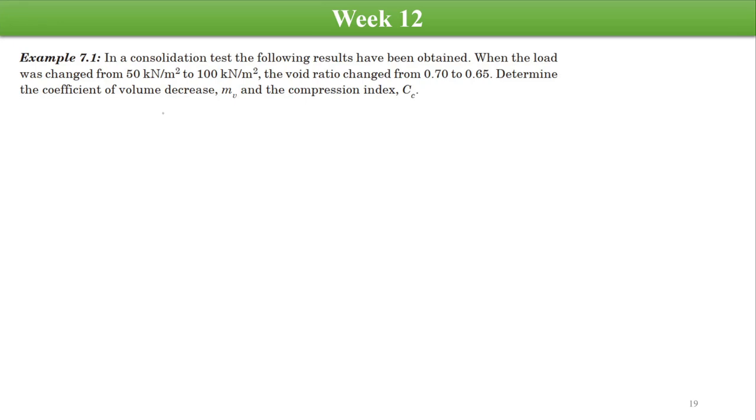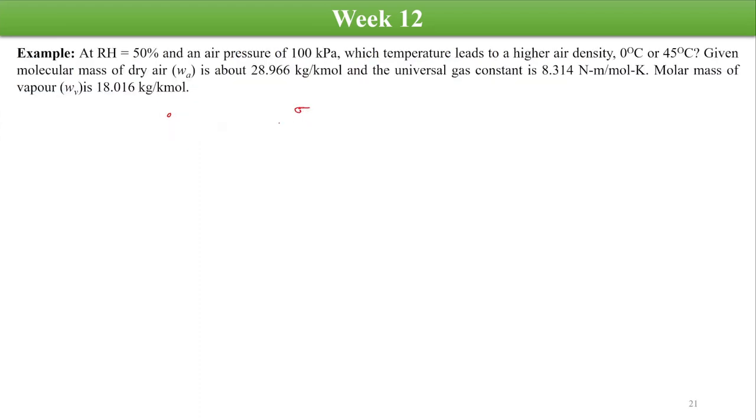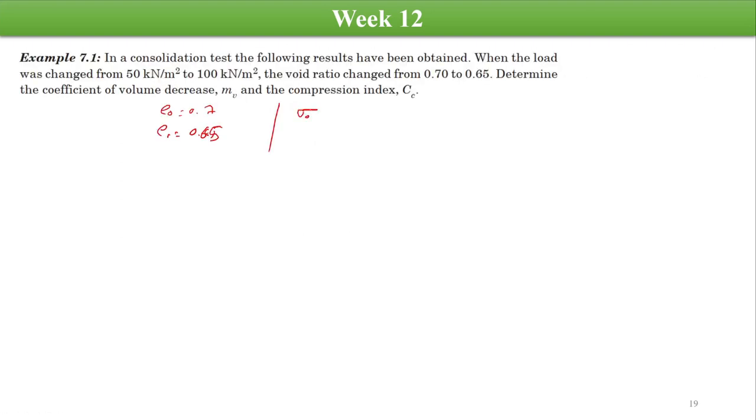So as we understood, we have the values of e naught given, and e1 is also given as 0.65. Apart from that, we have the values of sigma naught bar, given as 50 kilonewton per meter square, and sigma bar, given as 100 kilonewton per meter square. Now first we'll determine the coefficient of compressibility, that is nothing but the value of av. It is determined by delta e upon delta sigma.